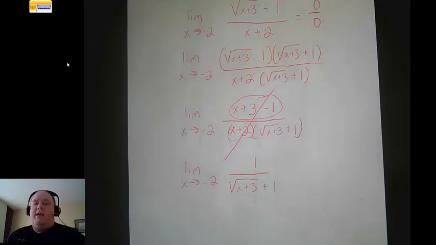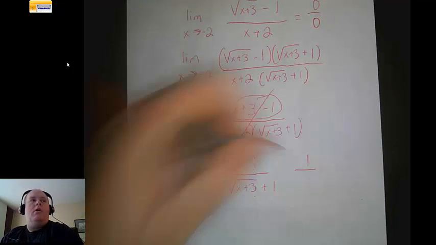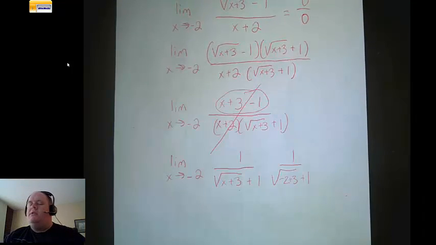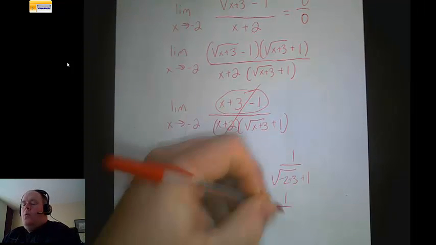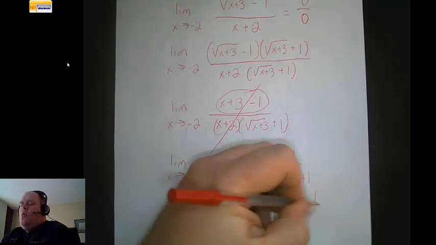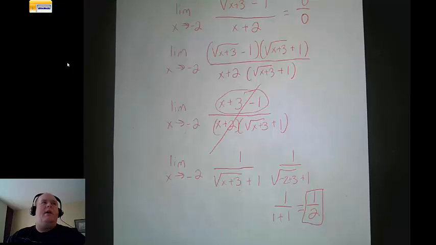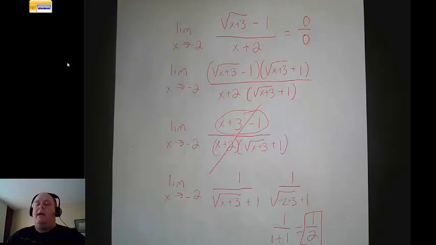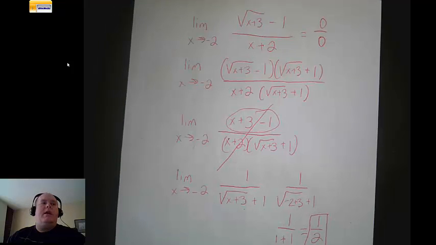Now that I've rationalized and canceled, let's see if I can plug in -2 and what type of answer I get. Hopefully this time it's an actual number rather than indeterminate. So if I plug in -2, we get 1 over radical -2 plus 3 plus 1. Let's simplify. -2 plus 3 is 1. Radical 1 is 1. So it's really 1 over 1 plus 1, which obviously is 1/2. So that is the limit of the original function all the way up at the top. The limit as x approaches -2 of radical x plus 3 minus 1 over x plus 2 is 1/2.